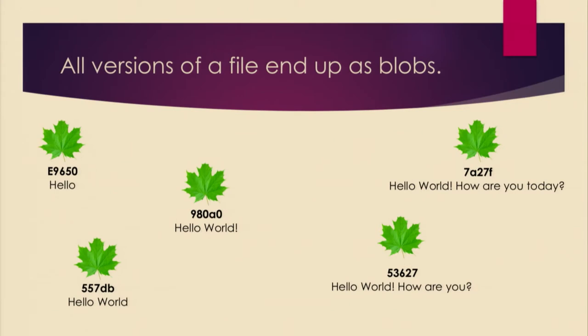Code repositories are not static. You're always making changes, right? You have a file, and you start adding more things to the file. Every time you make a change to a file and you do a commit, Git is going to save that file. So you're going to have all the history of all the changes that you've made saved.